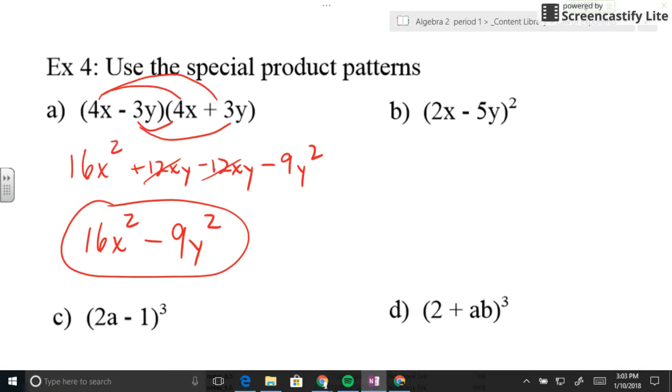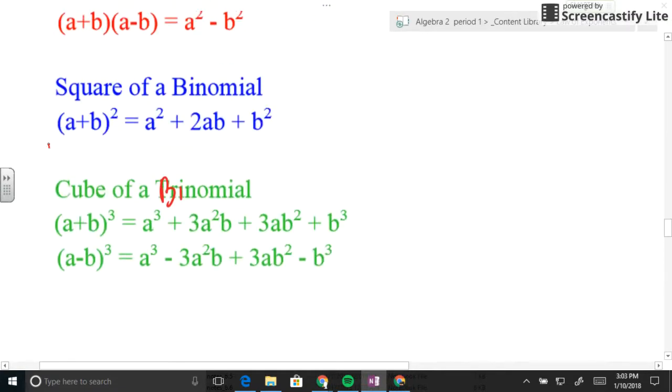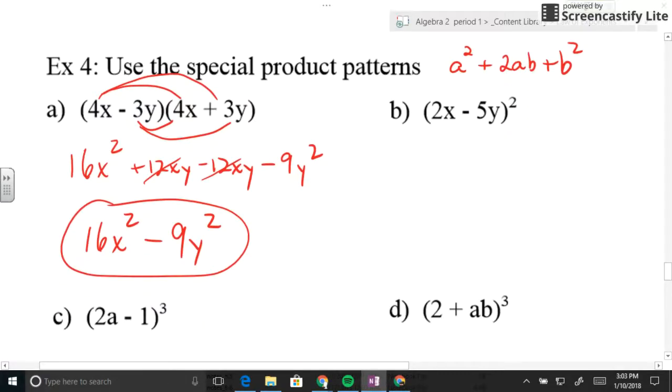If I look at this next one, this is the square of a binomial. If I look at this as a square of a binomial, I should get a squared plus 2ab plus b squared, following this square of a binomial pattern here. Now this only works if there's a plus sign in between. So since I got a minus, what I could do is change this to plus a negative 5y. So my a term is 2x and my b term is negative 5y.